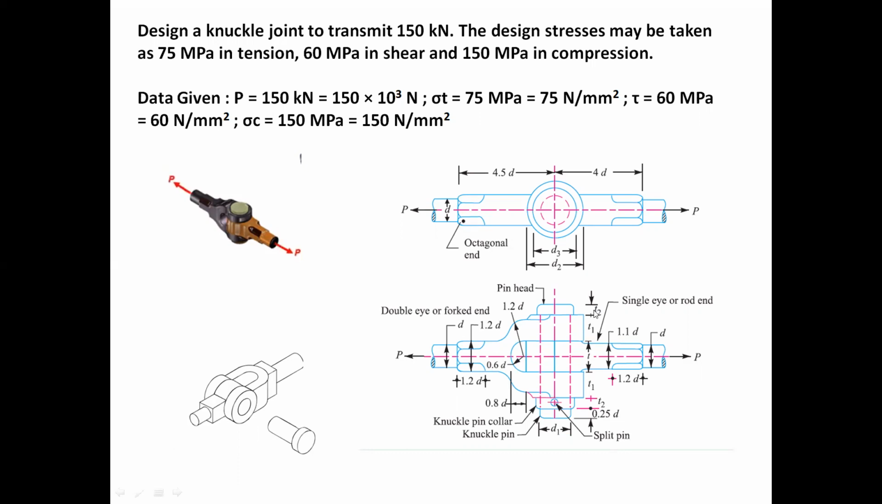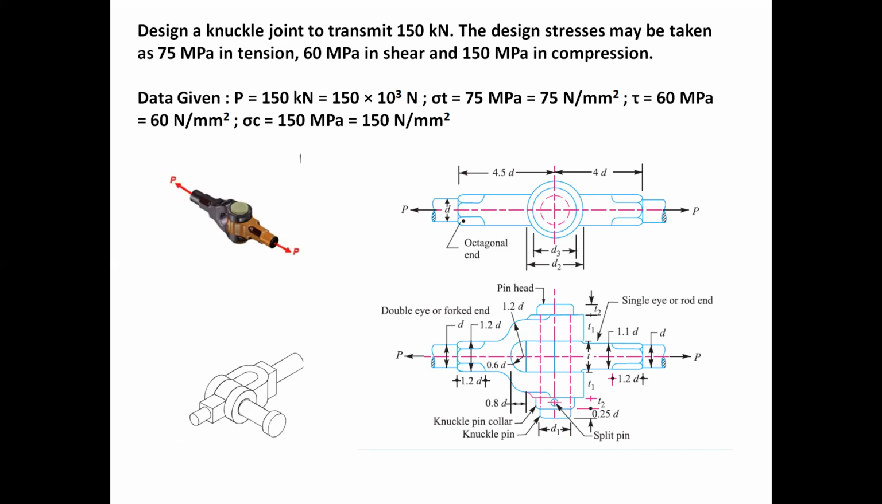Now simultaneously we'll take one simple numerical statement, so that it is clear how these design dimensions can be verified or found. So look at the problem statement. Design a knuckle joint to transmit 150 kilonewton. The design stresses may be taken as 75 megapascal in tension, 60 megapascal in shear and 150 megapascal in compression.